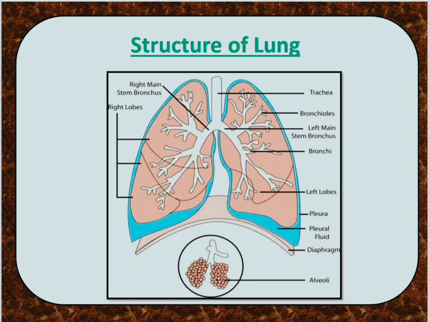So this is the structure of the lungs. You can see the superior and inferior parts, and the lobes are present: trachea, pleura, left lobe, alveoli, diaphragm, and pleural fluid. So this is the diagram of the lungs.